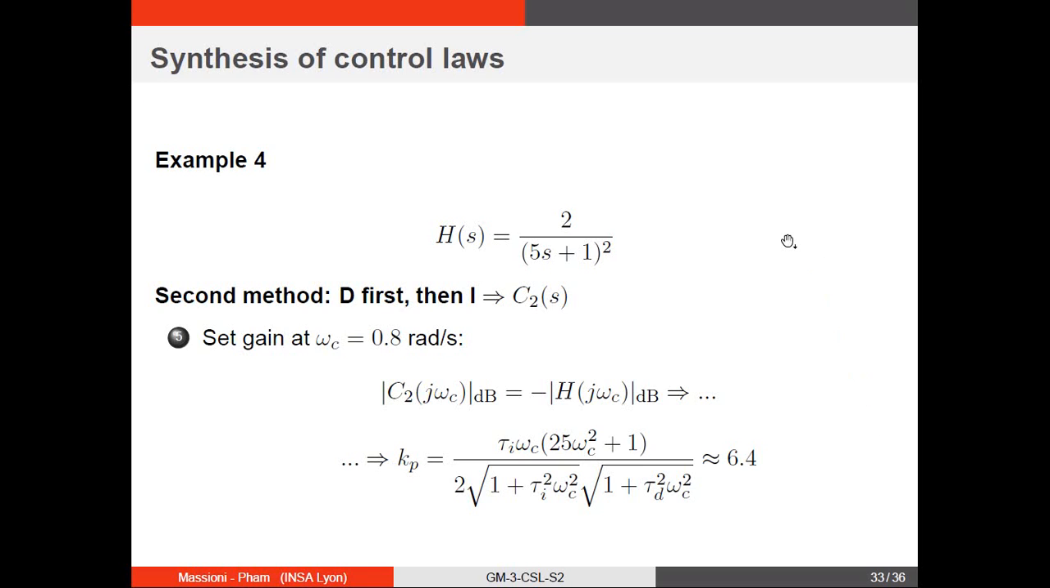And then you can finish it off again by setting Kp in order to have 0 dB for L, which is H times C, the sum of C, the sum of H in dB, equal 1, 0 decibel at omega c, which gives you this Kp.